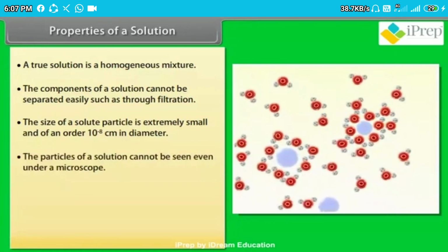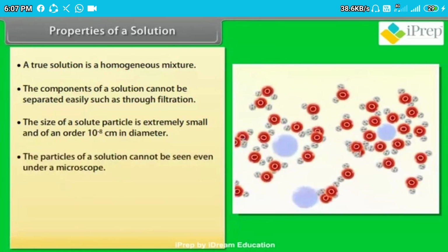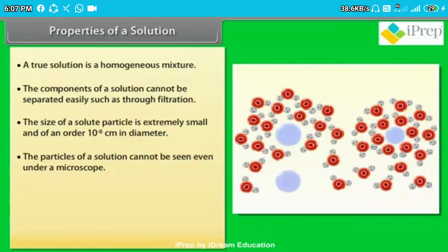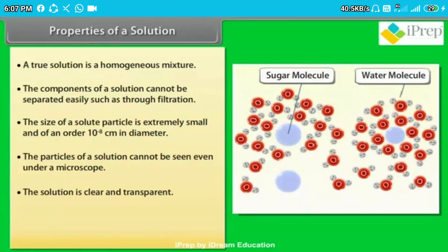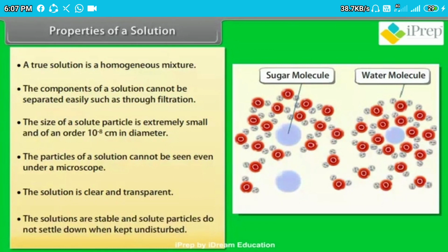The particles of a solution cannot be seen even under a microscope. The solution is clear and transparent. The solutions are stable and solute particles do not settle down when kept undisturbed.